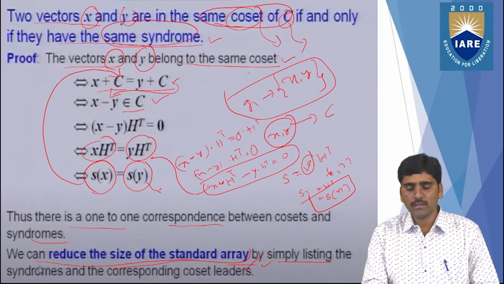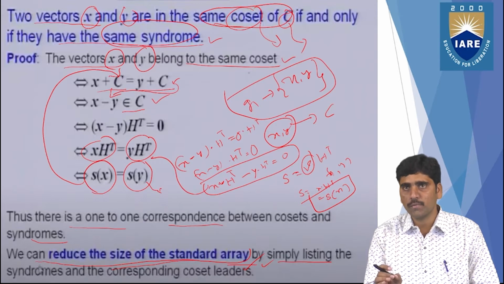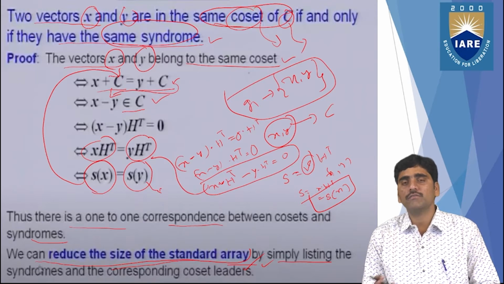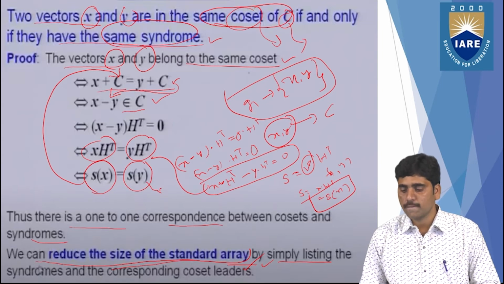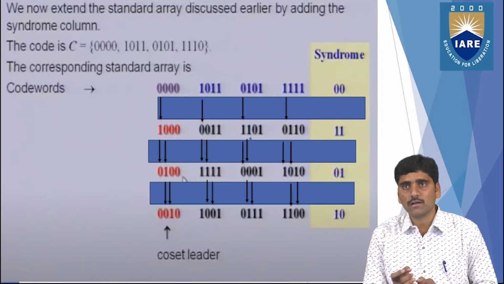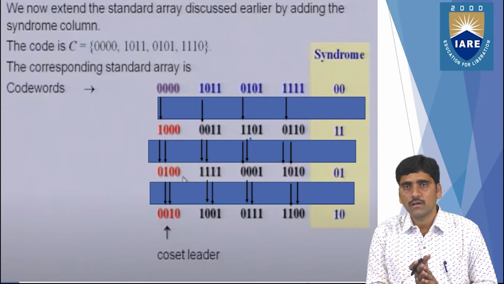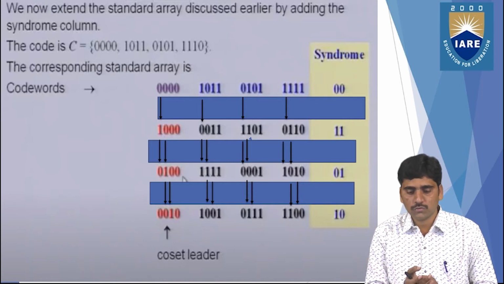So by simplifying all these statements, we can conclude that both members of the same group have the same syndrome. That is what we mention here: x and y are in the same coset, that means the same group of C, if and only if they have the same syndrome. Coming to this, how does the syndrome occur and how is the syndrome transmitted? The same syndromes are transmitted from one to another. So let's see how it occurs.